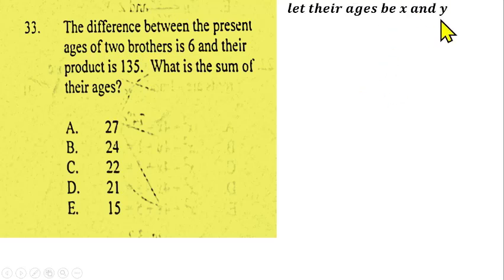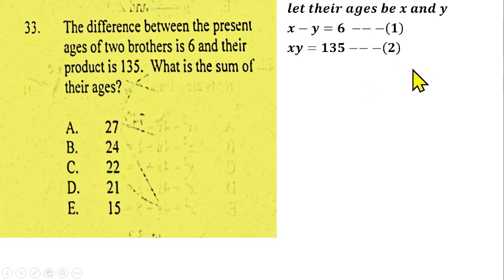So let their ages be x and y. The difference, that means subtraction, between their ages, so you subtract their ages, x minus y equals 6, and their product is 135. So you multiply, xy equals 135, so we can call that one equation 2. So we have to solve this simultaneously now by substitution.